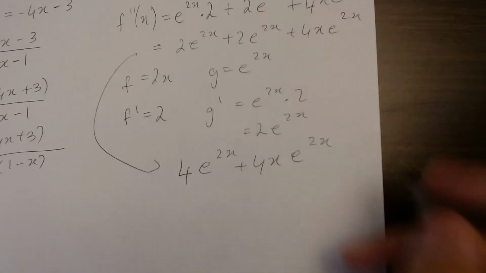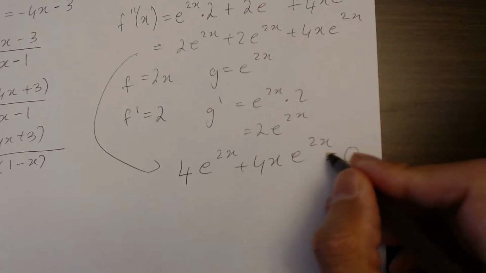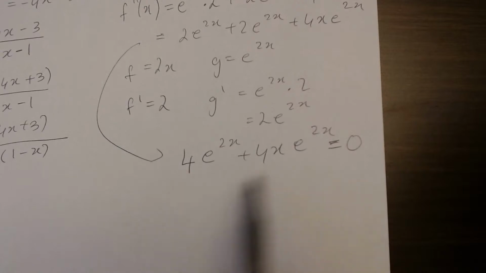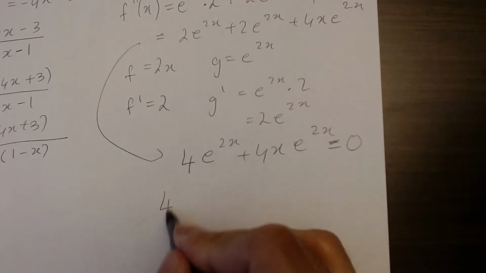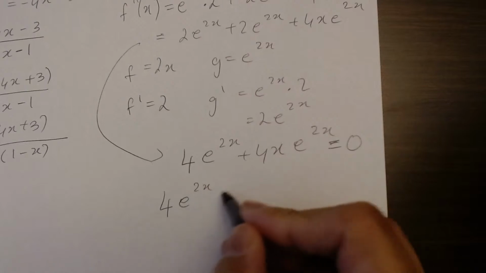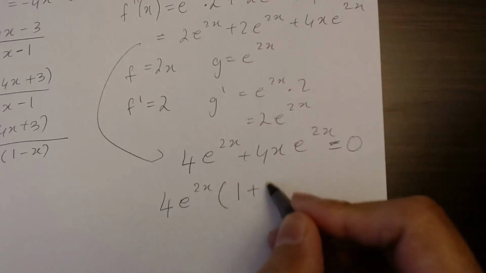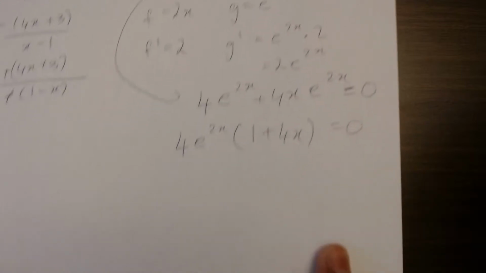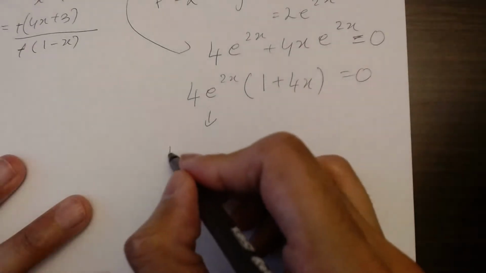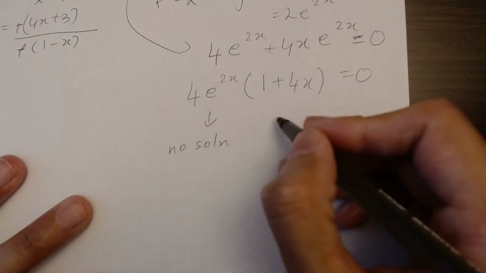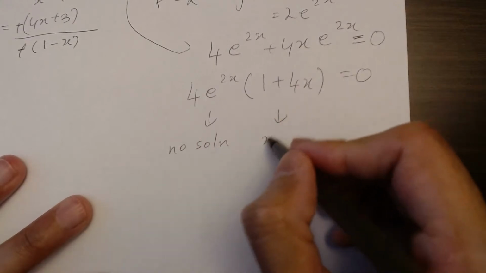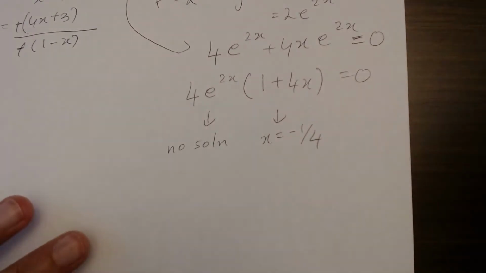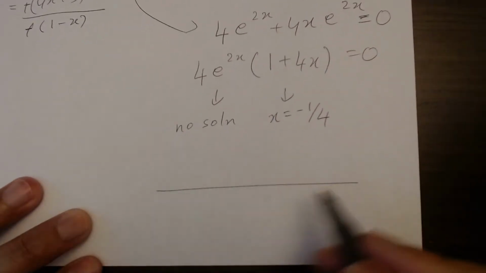Now I need to make this equal to 0 to solve for my inflection points. Whenever I have an e in my equations, I want a common factor. My largest common factor is 4e to the 2x here. I'm left with 1 plus 4x. So e has no solution. Over here, my solution is x equals negative 1 over 4. So I'm going to put these on a number line.